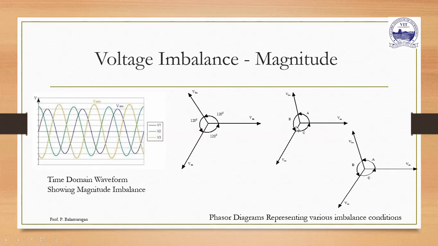In the next case, all three phase voltages have different magnitudes, and if you observe, the angles between the adjacent phase voltages are not equal. So this is a phasor system which has both voltage magnitude and phase imbalance present.